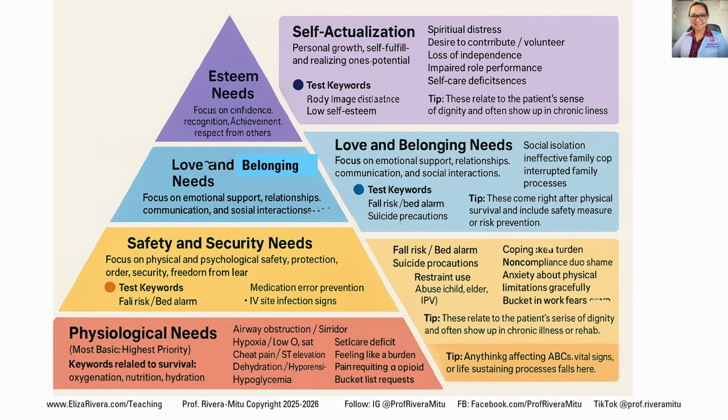In the third one, love and belonging needs, we focus on emotional support, relationships, communication, and social interactions. Some test keywords to look out for are social isolation, ineffective family coping, interrupted family processes, lack of support system, grieving or loss, therapeutic communication, the patient feeling abandoned, reuniting family at bedside, counseling for adjustment, or peer support groups. These are important but not urgent unless connected to safety or physiologic compromise.